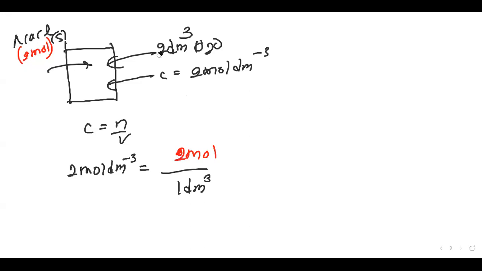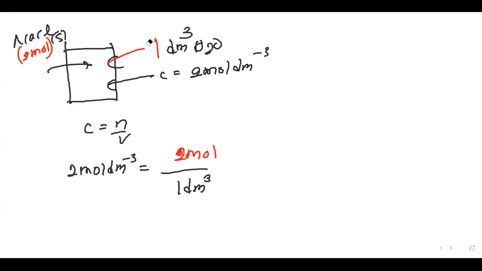Sorry, the water has to be 1 decimeter cube of volume, right? 1 decimeter cube water volume. Add solid and prepare a salt solution with a concentration of 2 moles per decimeter cube. Right, okay.